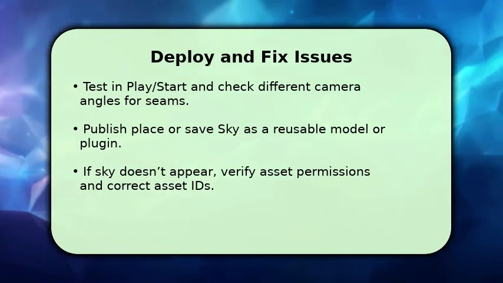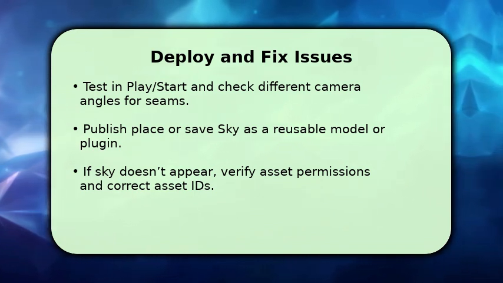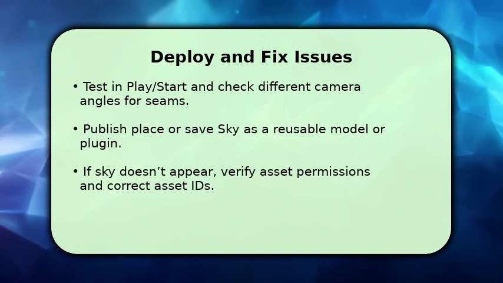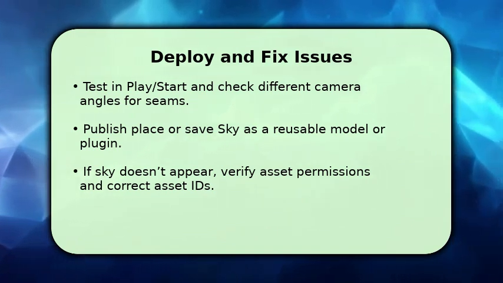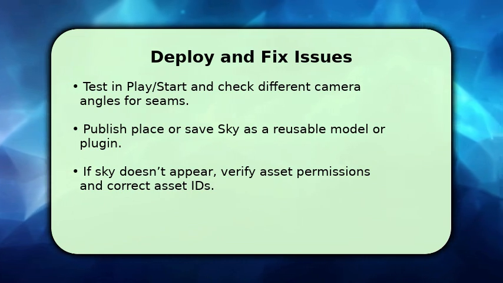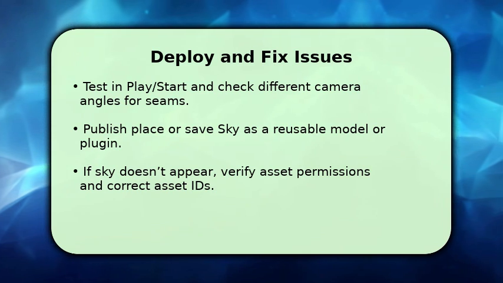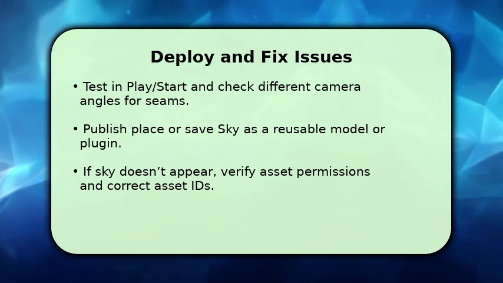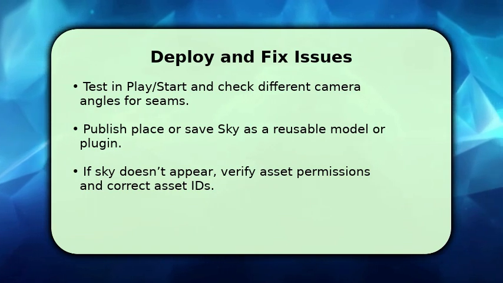When satisfied, publish the place or save the configured sky as a model in your assets for reuse. If the sky fails to display, check that each image's permissions allow your place to access them and that you pasted the exact asset ID into the sky properties. Replace any expired or private assets. Finally, clear Studio cache or restart Studio if changes still don't show up.